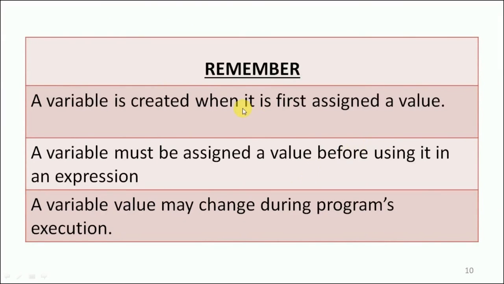So we must remember some points. A variable is created when it's first assigned a value. For example, you just write a = 100. The moment you give the value 100 to the variable a, the variable is created. A variable must be assigned a value before using it in an expression. For example, you want to write a + b, right? This cannot work until, prior to using it, you give a value to a and b also some value, and then only you can use these variables in an expression. Okay, this is done. A variable's value may change during program execution.